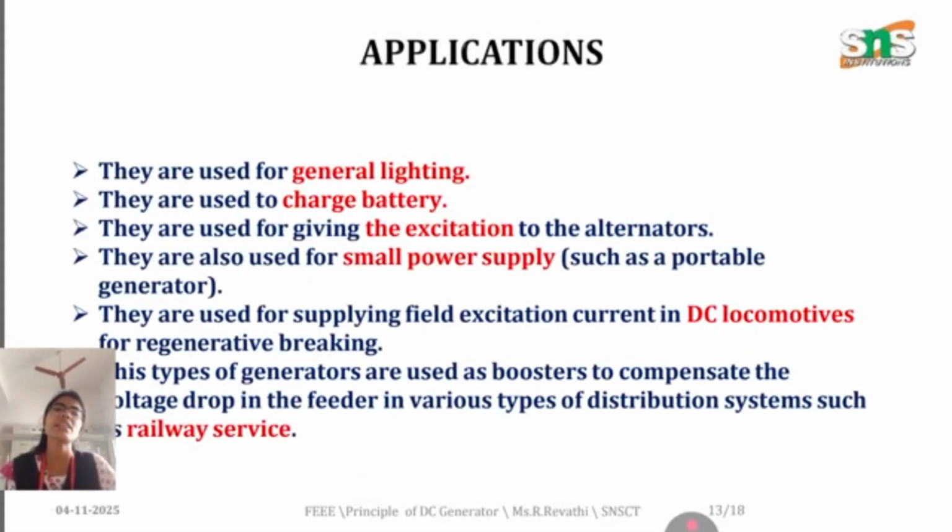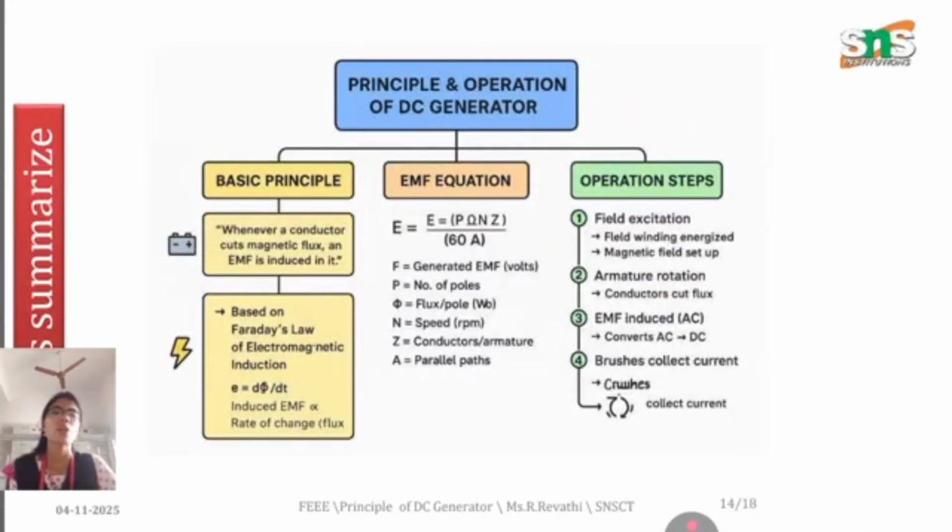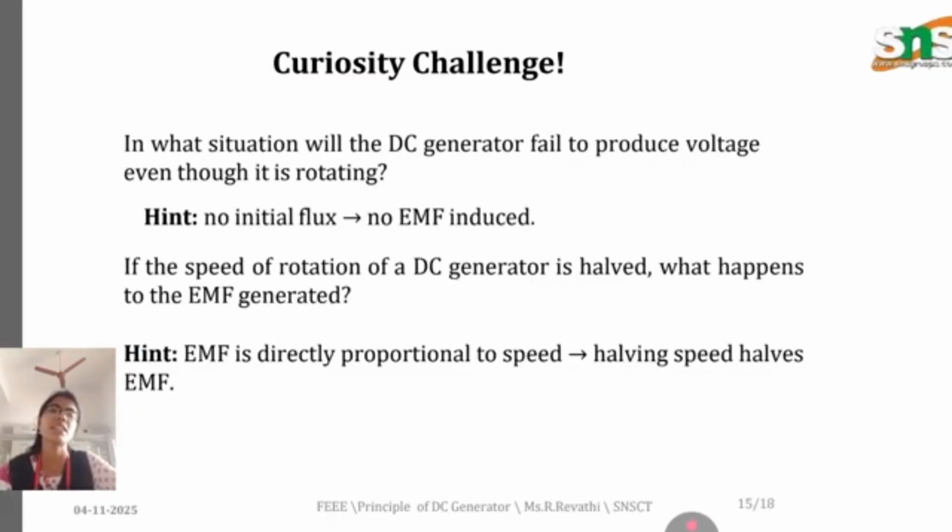The applications are mainly charging batteries, DC locomotives, small power supplies, giving excitation to alternators, general lighting, field excitation in DC motors, regenerative braking, and various types of distribution systems such as railway services. The principle of operation is that whenever a current carrying conductor is placed in a magnetic field, the flux lines are cut and an EMF is induced. These are the basic principles of a DC generator.